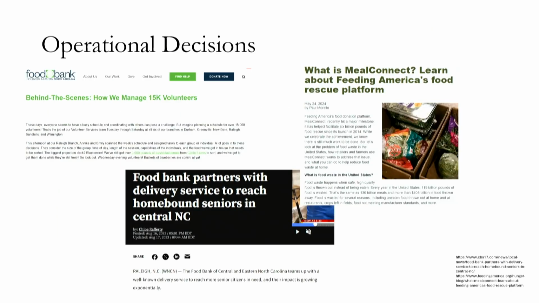Finally, we also see operational day-to-day decisions. These can involve scheduling volunteers and assigning tasks to volunteers. For example, the Food Bank of Central and Eastern North Carolina has to manage 15,000 volunteers annually. So this is not a trivial task because they have to think about the preferences of the volunteers, in addition to the work or school schedules of the volunteers, and they want to avoid volunteer fatigue, and they want to retain their volunteers. So this is not very easy to do.